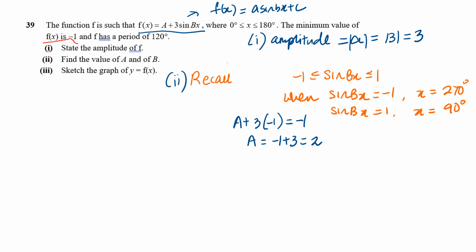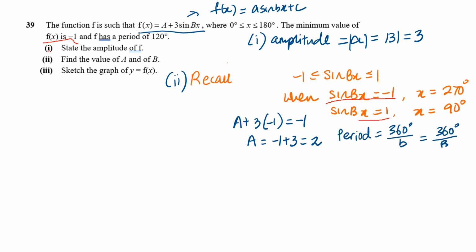In here, we are using this for minimum value. If you are finding maximum value, then you use this. So you sub into your equation. So sine bx will be -1. So a plus 3 times -1 gives you -1, minimum -1. a is 2. Okay, easy peasy to find a.